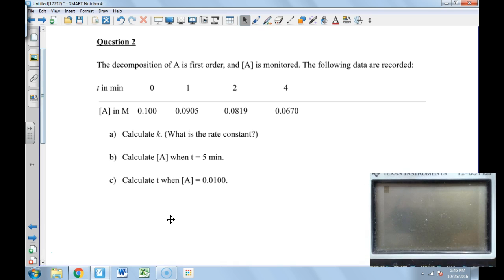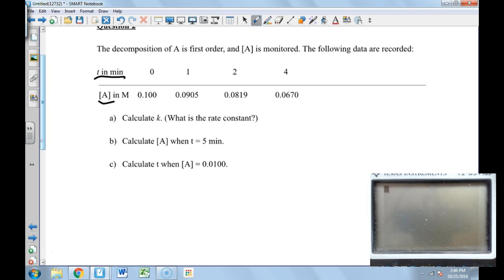Okay, so the first question says calculate K. Now when we do this, we need to know something about the reaction. Keep in mind, this is not going to be a method of initial rates because what we're given is time in minutes and concentration. We know that concentration and time relationship is the integrated rate law. So in order to solve part A, we have to know the first order integrated rate law, and it tells us here that it's first order.